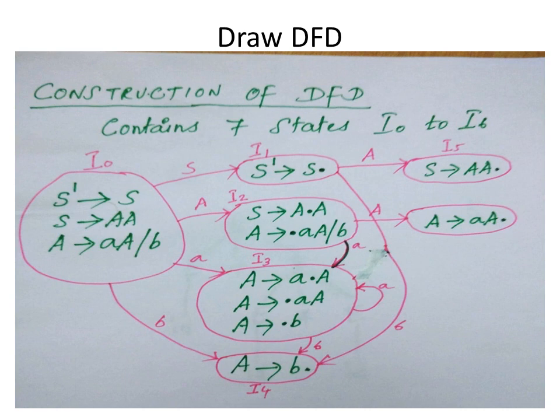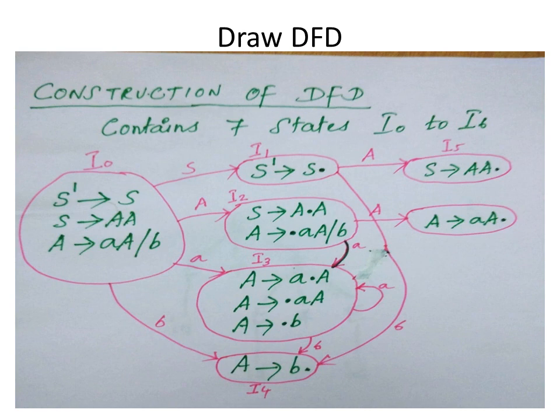And by taking b from I0 state, it moves to I4 state. So it takes b as input, and we need to place the dot symbol after the small b. So A implies small b dot. Now I0, I1, I2, I3 and I4, 5 states have been produced so far.